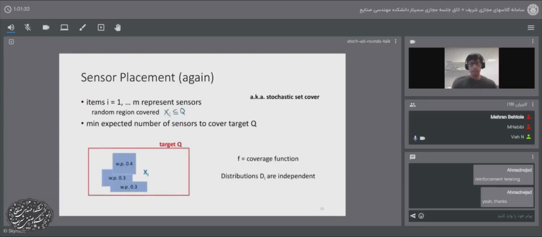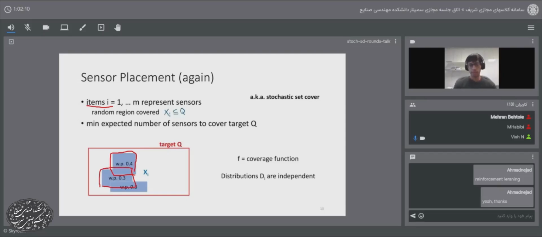So let's revisit the sensor placement application again and define it a little more formally. So now the sensors will correspond to items in the stochastic set cover problem. And the region covered by the sensor is going to be the realization. So for example, xi might realize to the square with probability 0.4, or it may realize to this rectangle with probability 0.3, or this other rectangle with probability 0.3.